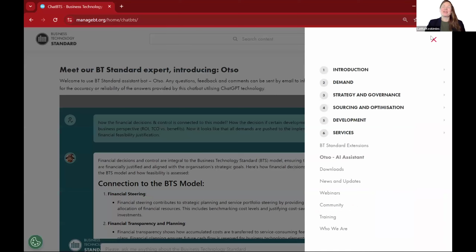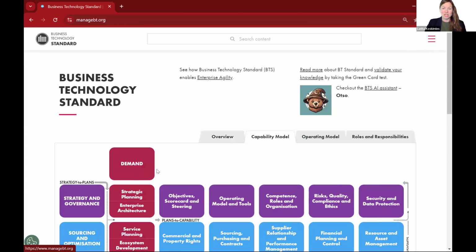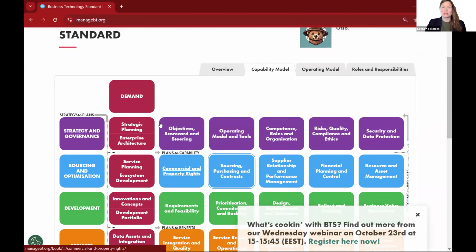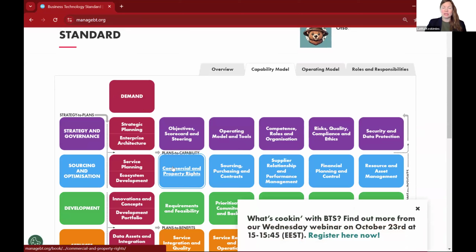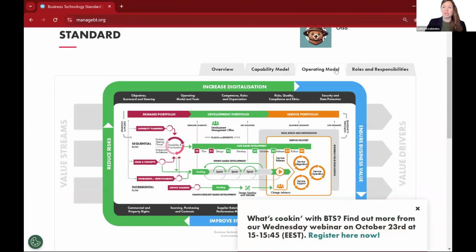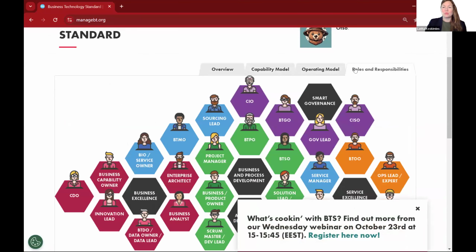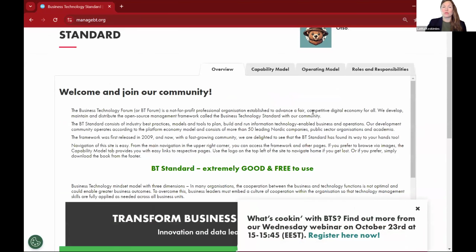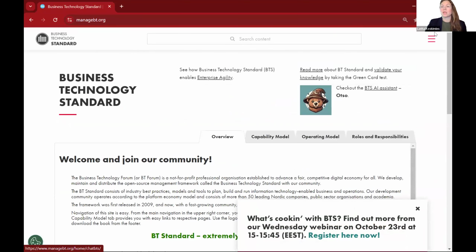Yeah, then if we have a little bit of a look at what else is here. So the capability model, which is on the front page here, you can click on any of these cards and then read more deeply into the content. And then you also have the operating model picture and the role model picture here on the front page, as well as an overview of what the Business Technology Forum is about.